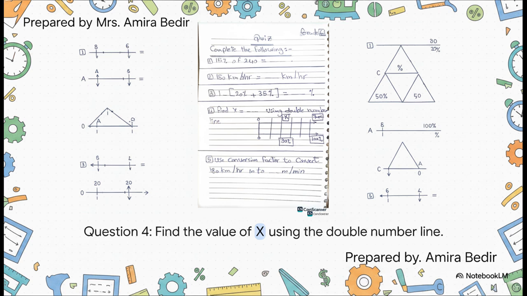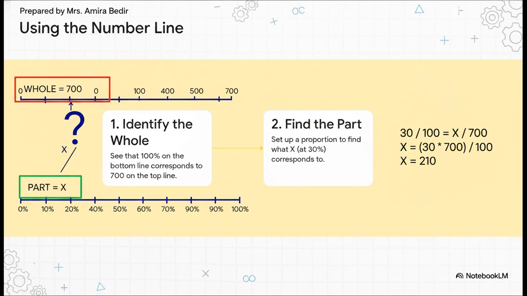Just think of it like 2 rulers that are stuck together. The bottom one is for the percent. It goes from 0 to 100. And the top one is for the actual numbers. The magic is how they line up perfectly. So as you can see, 100% on the bottom line matches up perfectly with 700 on the top. That tells us our whole is 700.